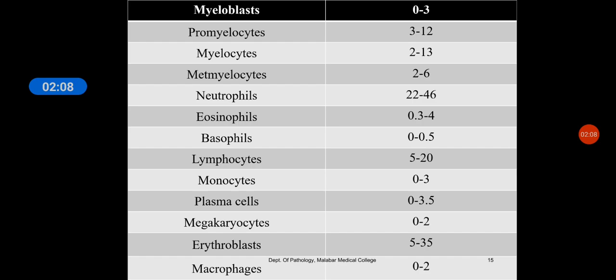So this is the composition of a bone marrow. You can start off with premature forms, then you have mature WBCs, you have plasma cells, megakaryocytes, erythroblasts and macrophages. This proportion you need to know, especially that of plasma cells and the blast forms.